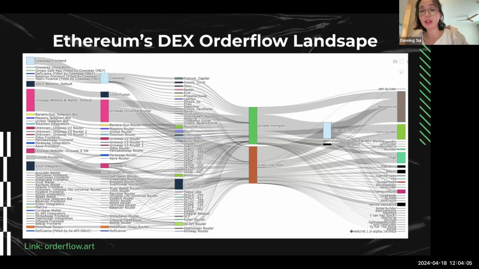And the next layer is when the RPC sends towards different mempools. Some of them go to private and some of them go to public. It's kind of shocking that half of the volume today is already going through private mempools on Ethereum DEX. Then there's the builder, etc.